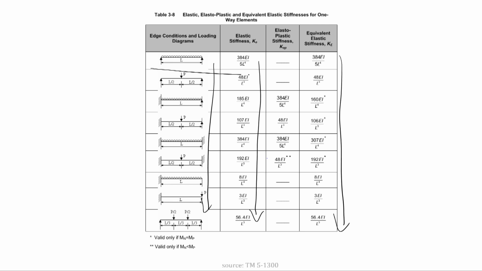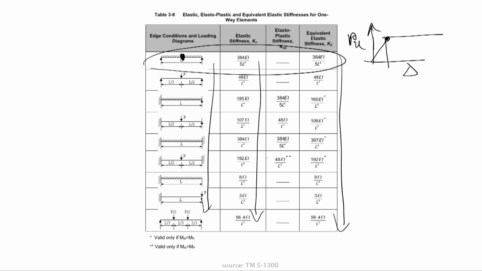So let us look into this case. Here one plastic hinge is required in order to form the mechanism. If one plastic hinge is formed, the mechanism will be formed. So in the plot of R_u over delta, there will be only one slope. This is the slope. So the elastic stiffness and the equivalent stiffness are one and the same.